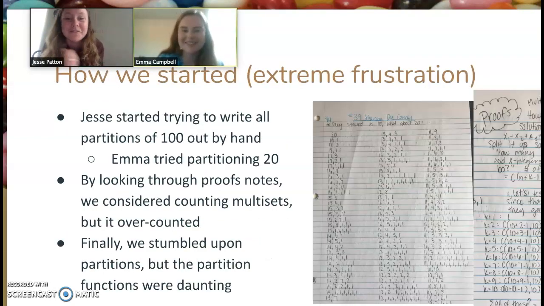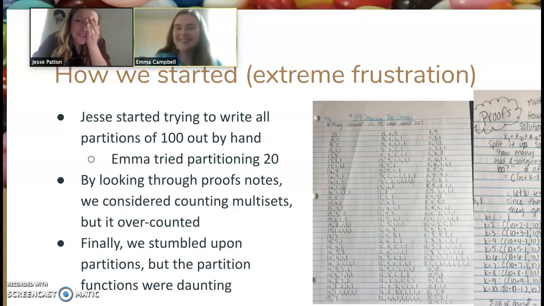We really tried hard. I actually started writing out from 100, like 99 plus 1, 98 plus 1 plus 1, 98 plus 2, and just seeing how the first 10 numbers would turn out. Here's some of Emma's, she did 20, and she wrote out all the different ways you could partition 20. And it was just going to be way too hard for us to write down. It was going to be impossible. We'd be writing forever.